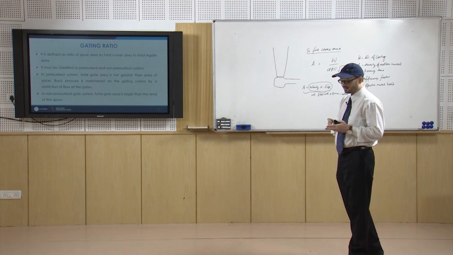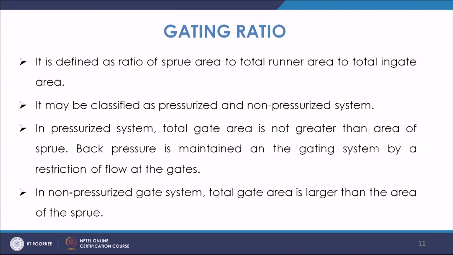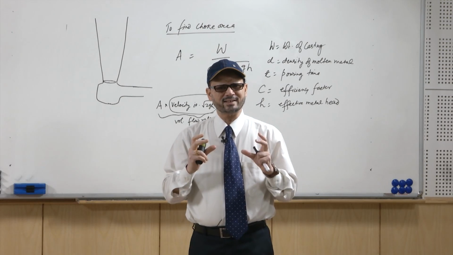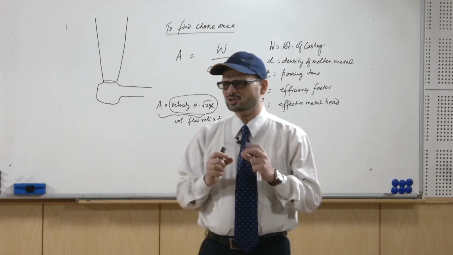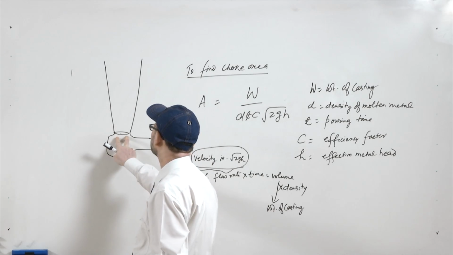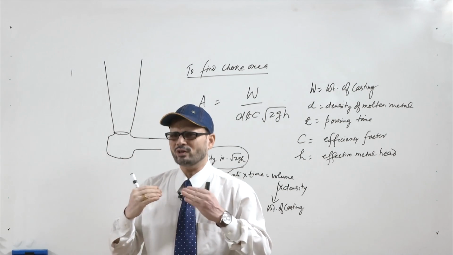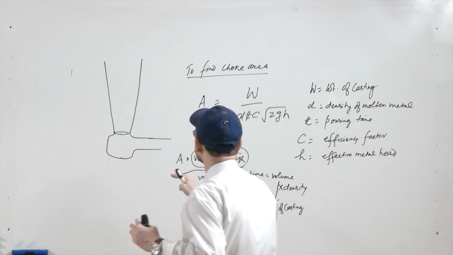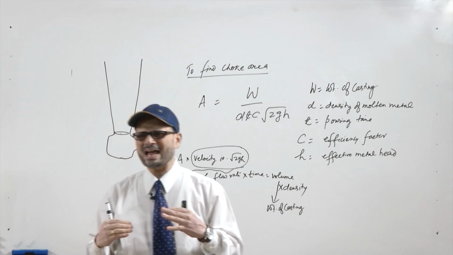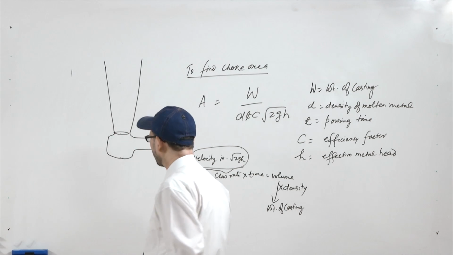Gating ratio is another important term. It is defined as the ratio of sprue area to total runner area to total in-gate area. As we have understood, when you have the choke at the bottom of the sprue, after this point the flow is established. So, all the dimensions of the runners and gates are expressed as a ratio of this dimension. That is your choke dimension, known as the primary choke.